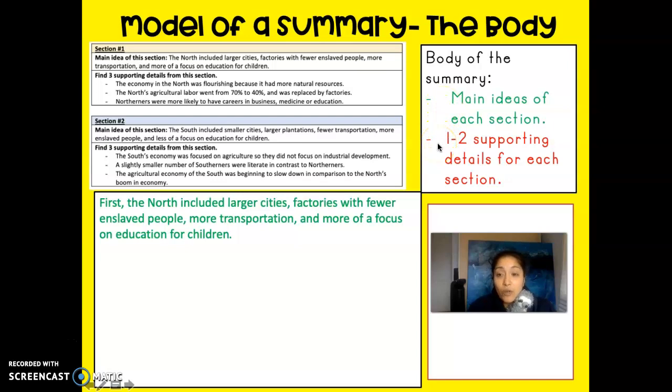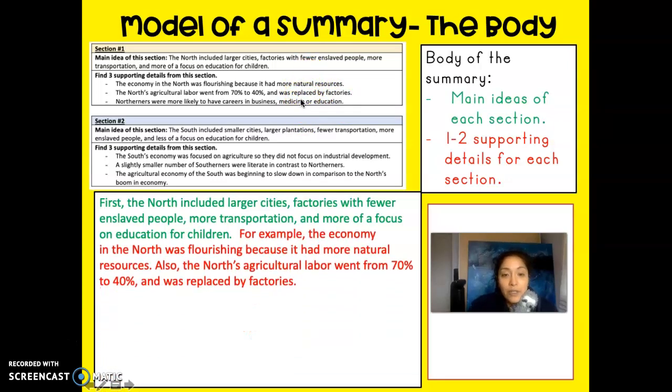Now I need one or two supporting details to support that main idea. I'm going to choose from here. Make it easy for myself, just use my graphic organizer. For example, so I chose the first one. The economy in the North was flourishing because it had more natural resources. Also, because in my main idea, I talk about how they had less enslaved people, and that part of that has to do with the fact that they had more factories. Also, the North's agricultural labor went from 70% to 40% and was replaced by factories. So that's for section 1.